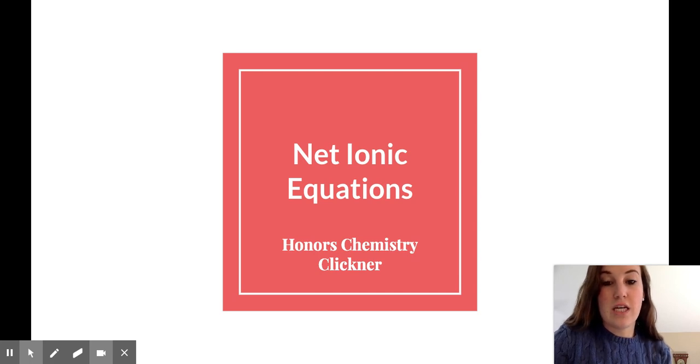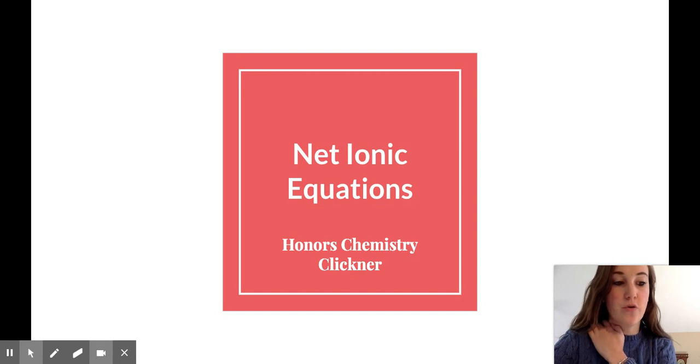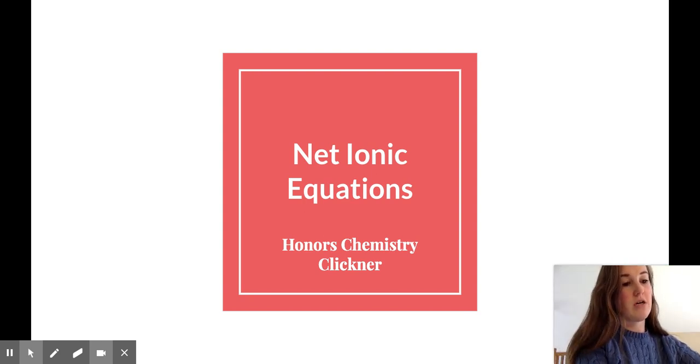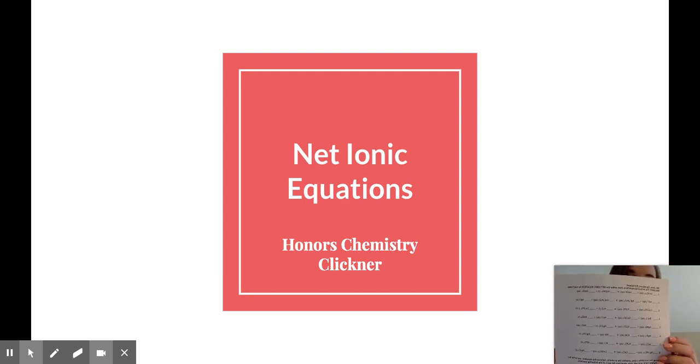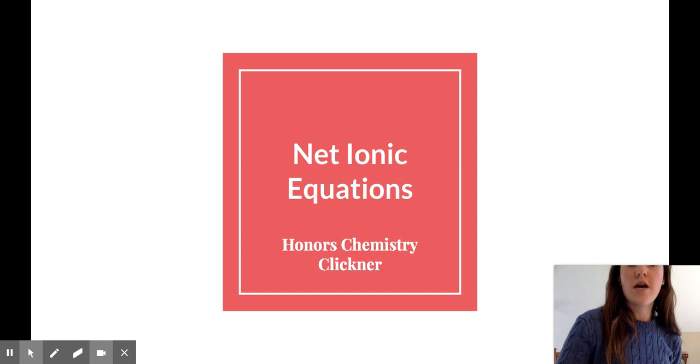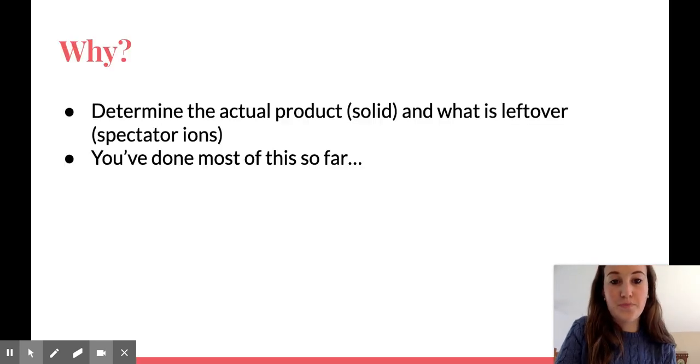Okay, friends, let's talk about net ionic equations. At this point, you should have already looked for the net ionic note sheet. It should say writing net ionic equations right up at the top. The second page of that document is going to look like this, and it's going to be some practice problems. If you've not yet had a chance to go over the note sheet first, please pause this video and go do that now, and then we'll review using this PowerPoint.